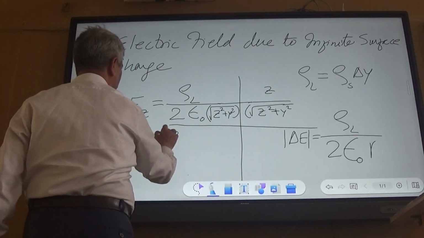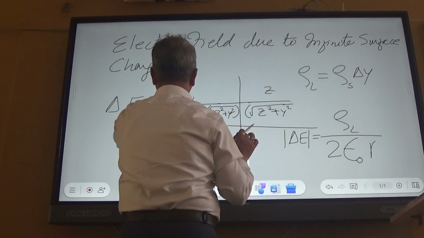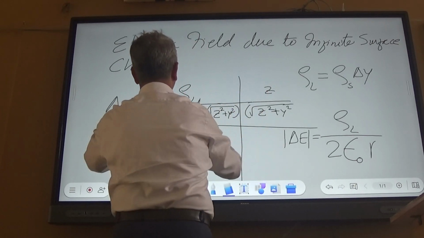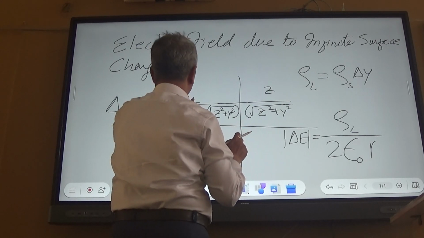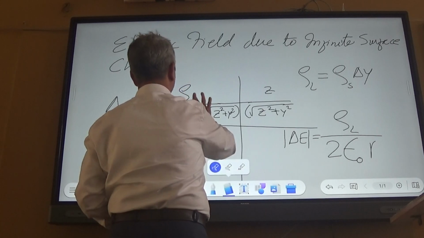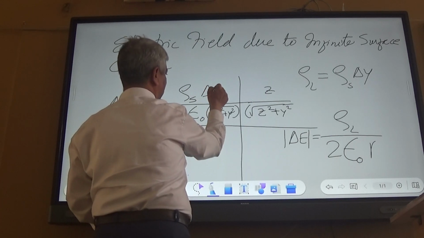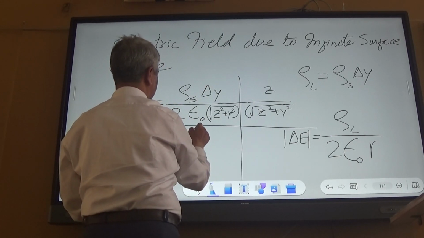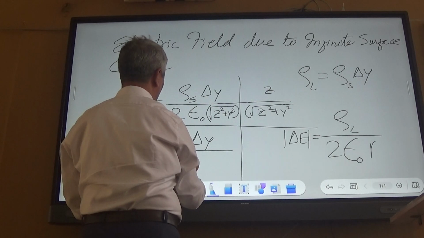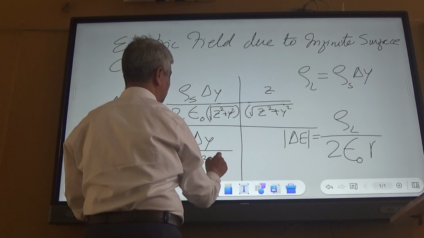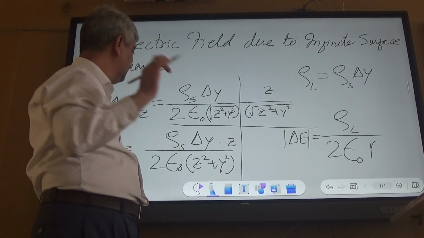So that is equal to rho L. What is rho L actually? Rho L is rho S delta y. So it is rho S delta y upon 2 epsilon naught z square plus y square, right, into z. Is it okay? Is it right? It is delta Ez.